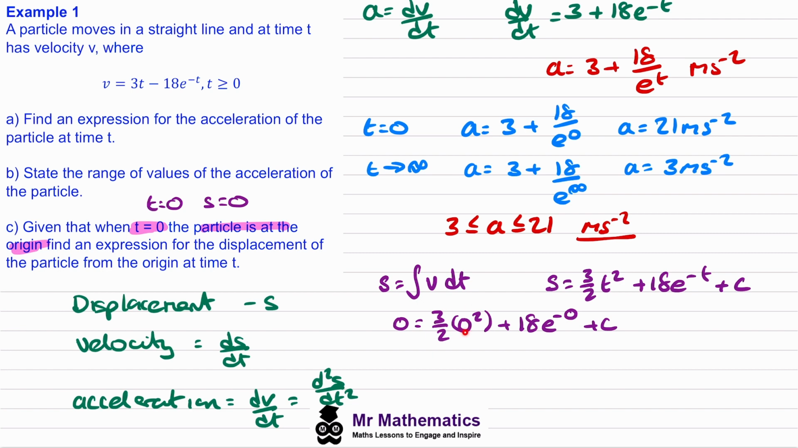Well, we know this will go. This will become 18 times 1. So 0 will be 18 plus c. And therefore, c must equal negative 18. So the displacement then will be 3 over 2 t squared plus 18e to the negative t minus 18. Okay? Let's move on to example 2.